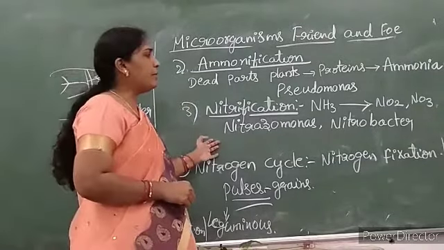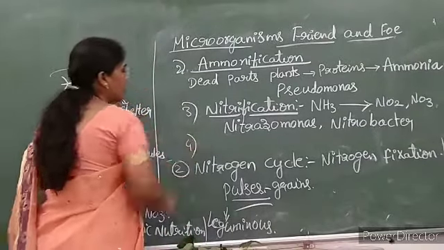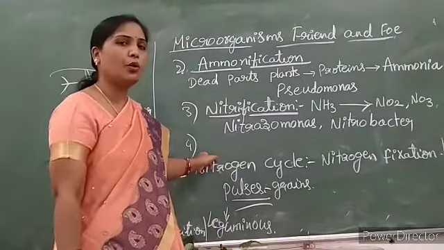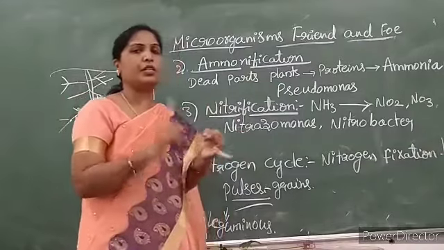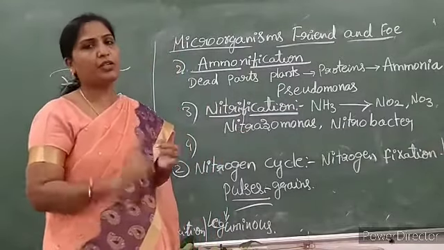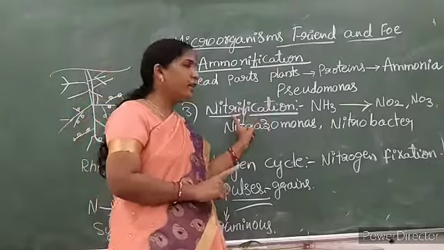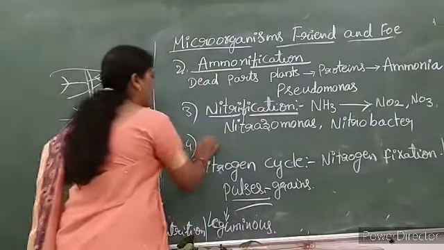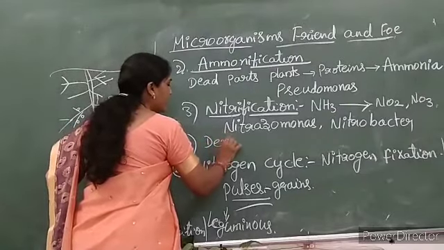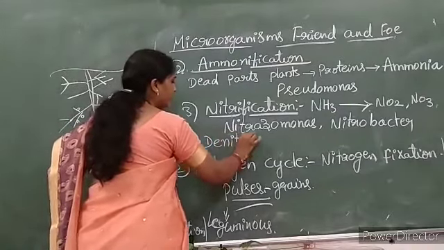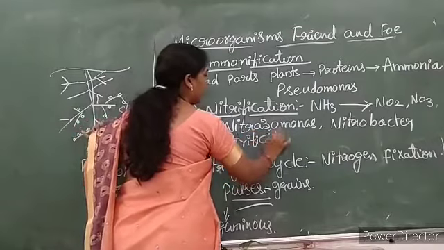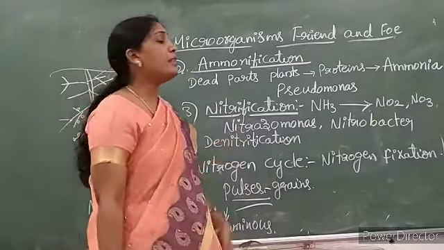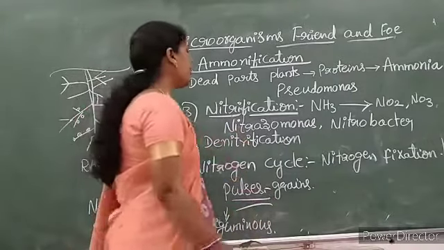So the next step, the fourth step. In the nitrogen cycle, how many steps have we discussed now? One is nitrogen fixation. The second one is ammonification. The third one is nitrification. And the last, fourth step is denitrification. So what's the meaning of denitrification?